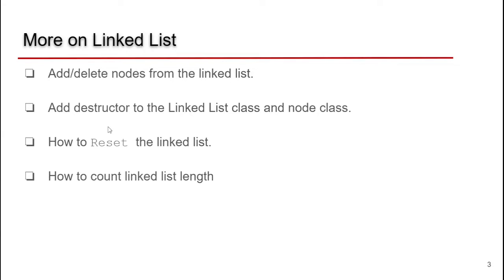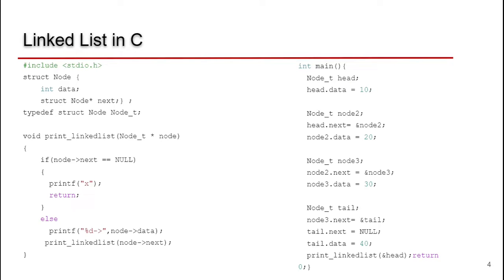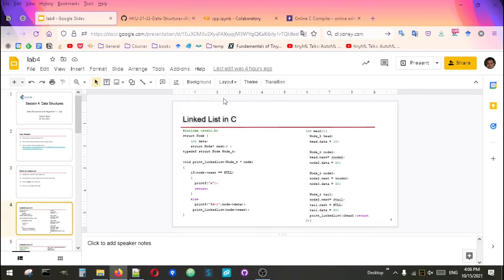Also, we are going to see how to reset the linked list. I mean, reset means all the resources allocated for the linked list we are going to delete. If we have 10 nodes, we are going to delete them one by one. It's like your code, and also counting how many nodes, or the length of the linked list. So let's start by coding.